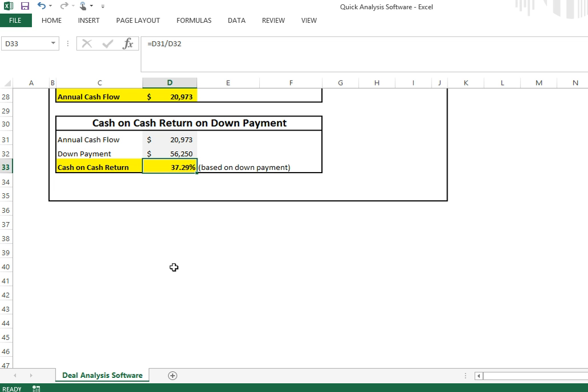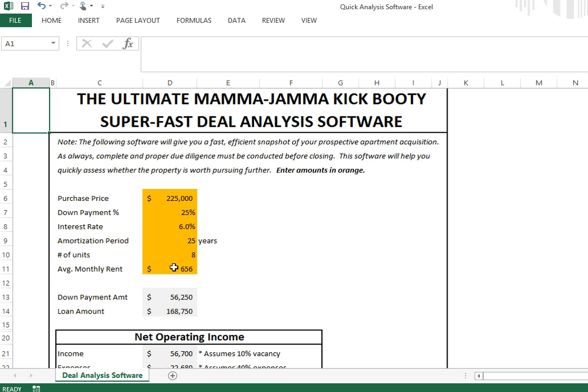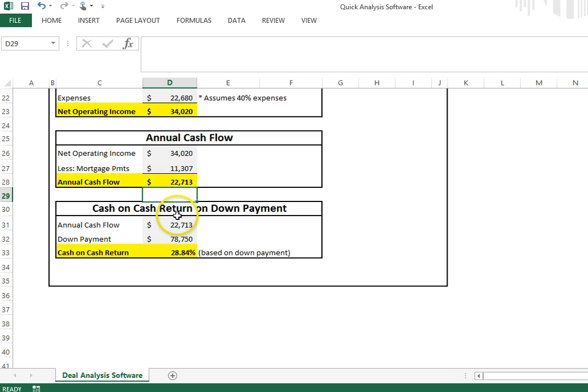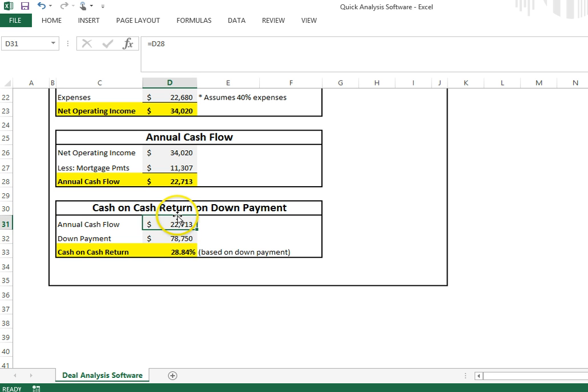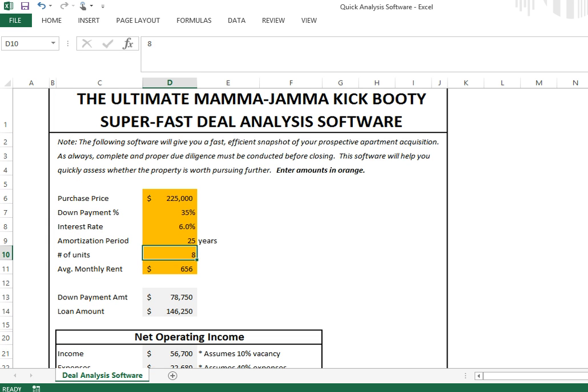So this is just a quick tool so that you can get a snapshot of what the property is going to do, what your options are. You can play with down payment. Maybe you're going to put down 35% down payment, and now you want to see, okay, that means we're putting down more, so that's going to lower our cash on cash return. We will have a higher cash flow. So that's what this is for. You can change the amortization period, number of units, average rent, interest rate, purchase price, and it will give you a quick idea of whether this is worthy of your time.